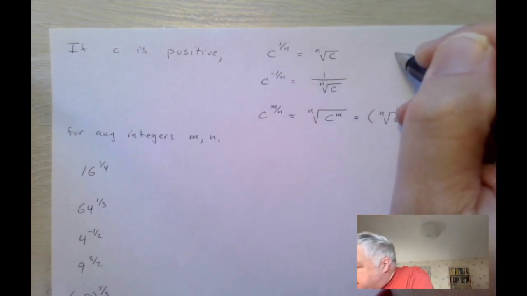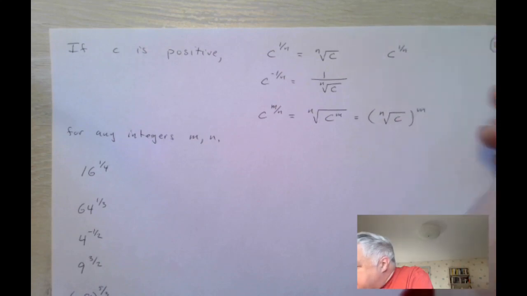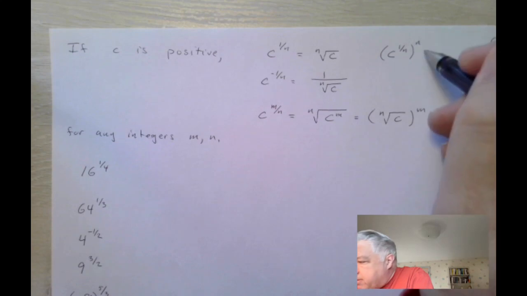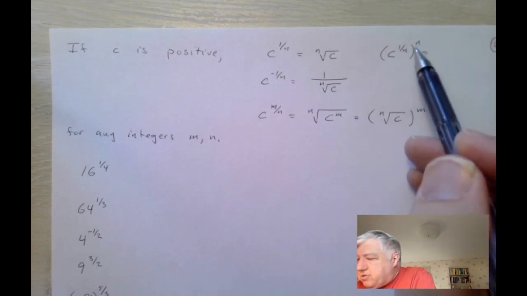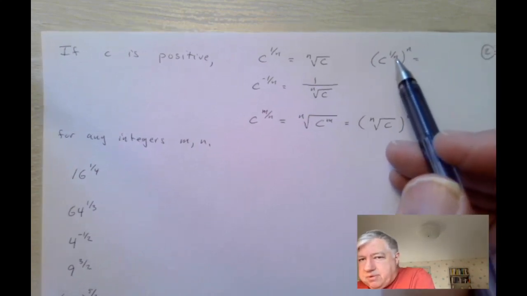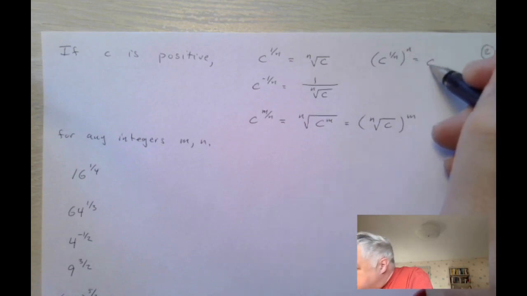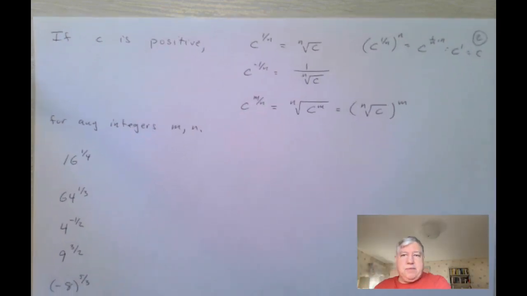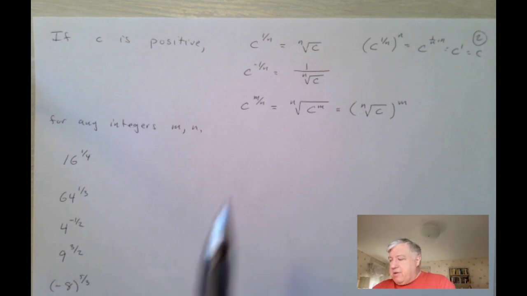If we take c to the 1 over n and raise it to the nth power, then if exponents are going to follow their exponent rules, this is c to the 1 over n times n. But this is just c to the first, which is c. So that's why we can get away with fractions, and we can talk about negative fractions too.